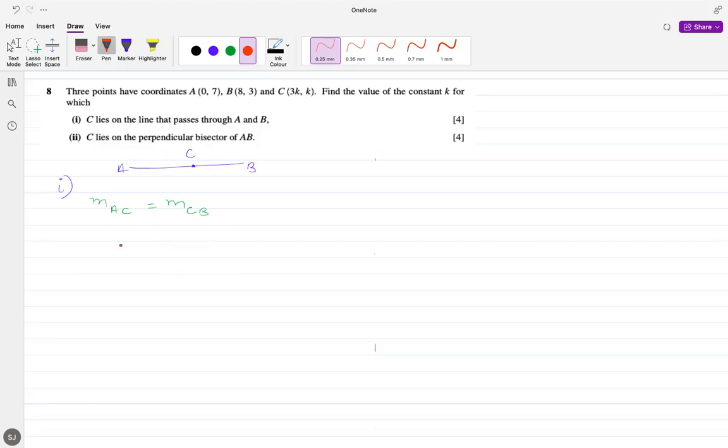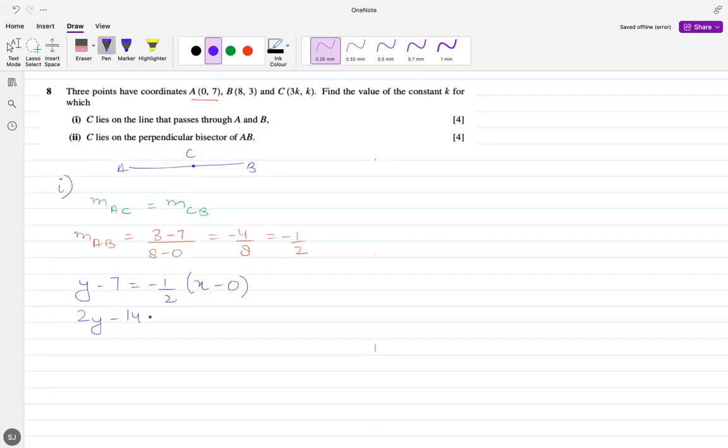So if we find the gradient for AB, we'll get y2 minus y1, which is 3 minus 7, divided by 8 minus 0. So the gradient will be minus 4 upon 8, which is equal to negative 1 upon 2. So the equation for AB, we can use the point A for the equation. So the equation will be y minus y1, which is 7, is equal to negative 1 upon 2 into x minus 0. Simplifying this, we'll get 2y minus 14 is equal to negative x, or we can write it as 2y is equal to negative x plus 14.